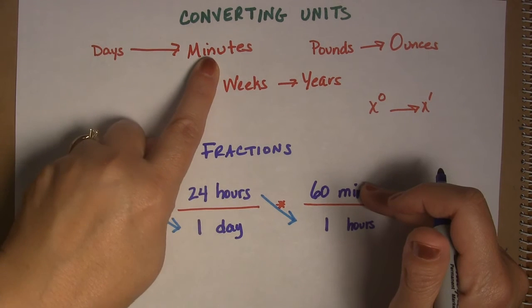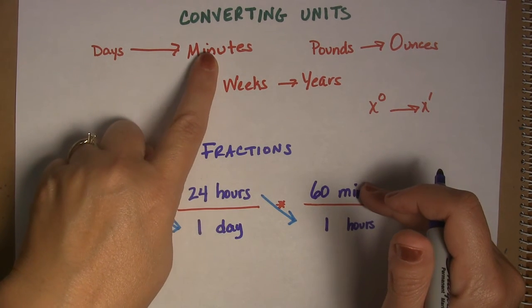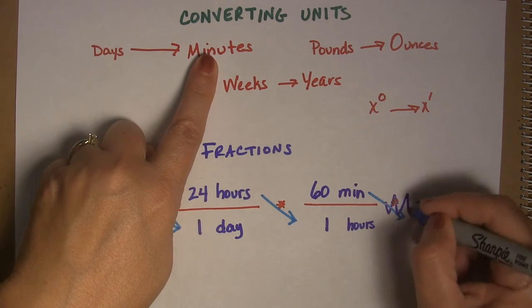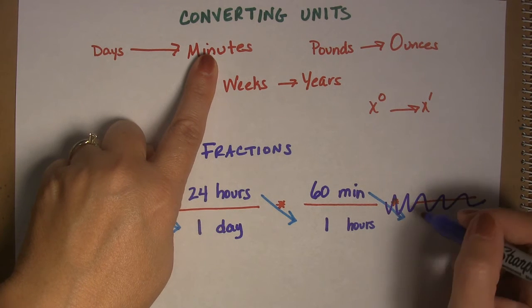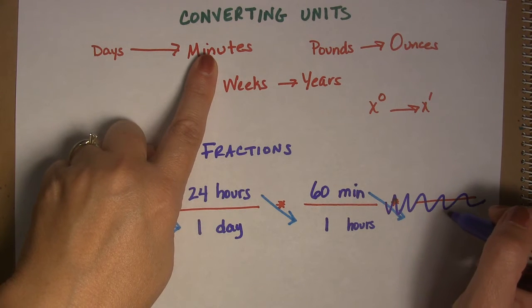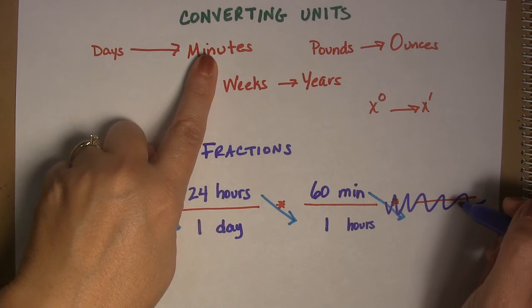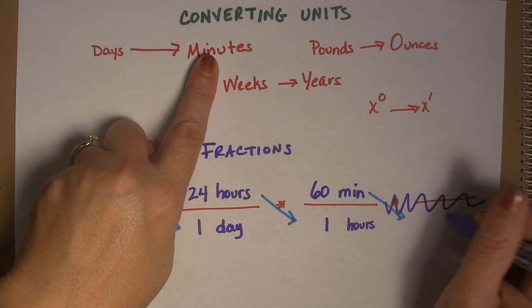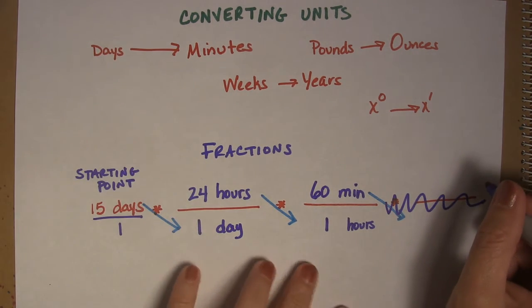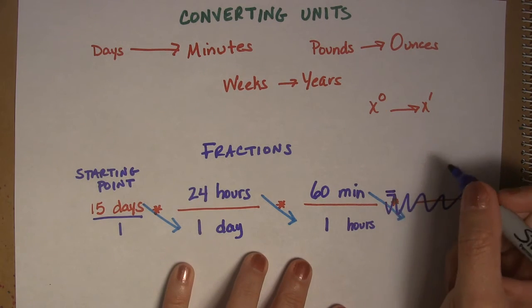Once we get to our final desired unit, then we can be done. So we can leave this off. If we were going to convert to seconds or nanoseconds or half minutes or anything like that, then we would just keep going. But now we can stop and we're going to do this math.